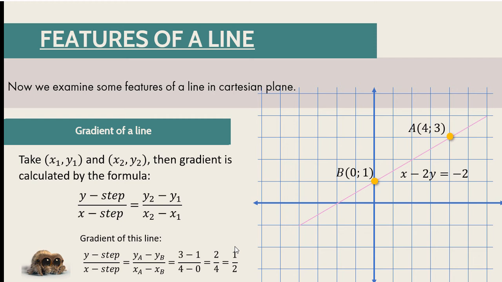The gradient of a line has a very important meaning that describes the line. It shows whether it is steep or flat, whether it goes dramatically upwards or just moves a little bit from the horizontal level, something like that. It is a measurement of steepness.